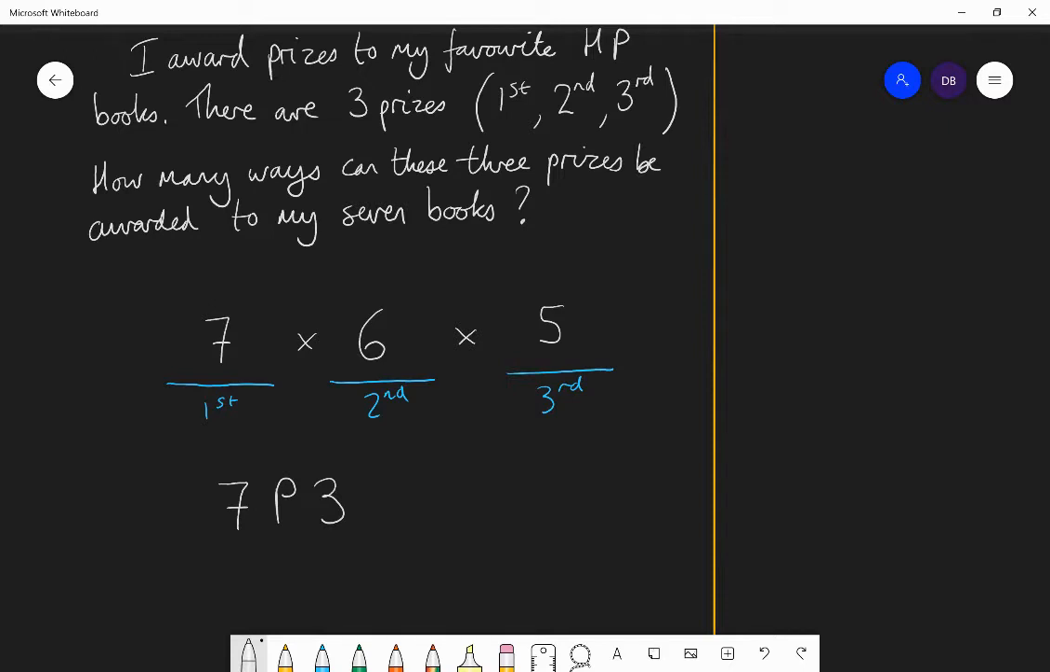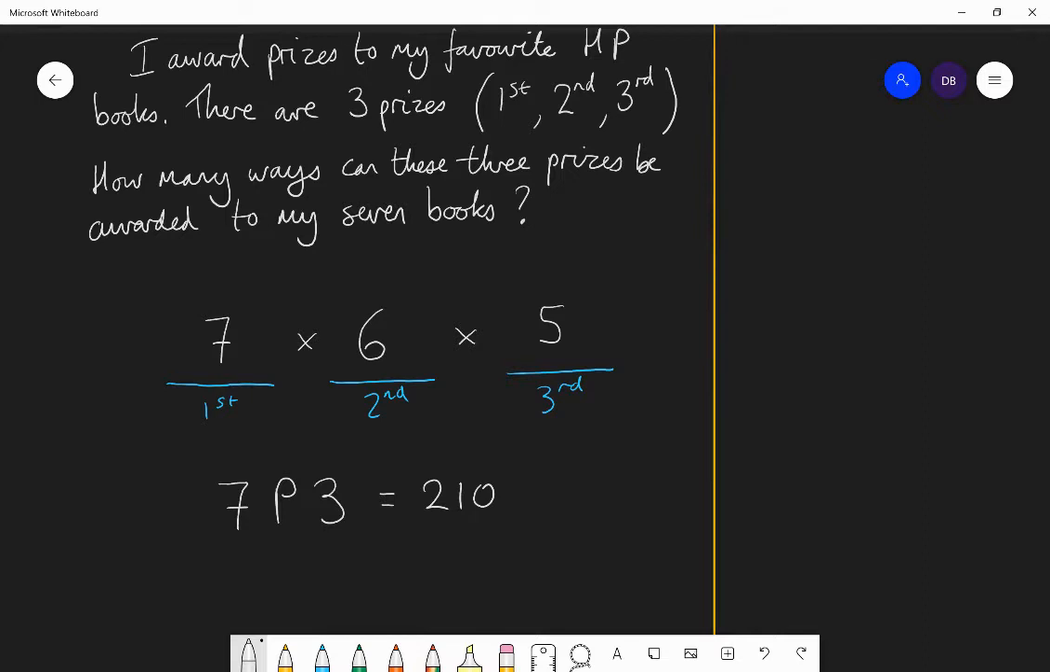So arranging 3 different books out of 7 possible ones, that's equal to 210, which is 7 times 6 times 5. So there are 210 possible ways in which I could award first, second, and third place to my books.